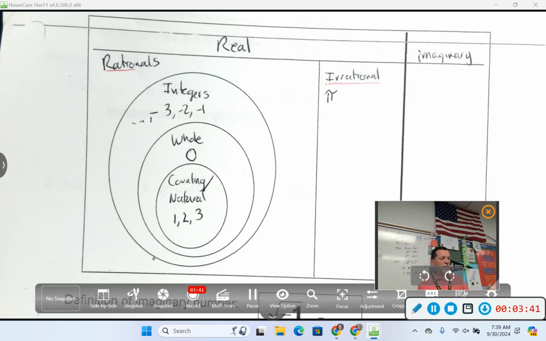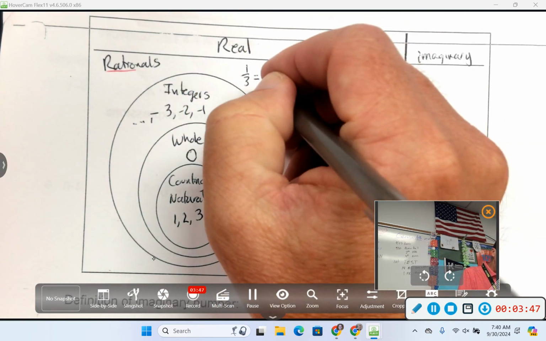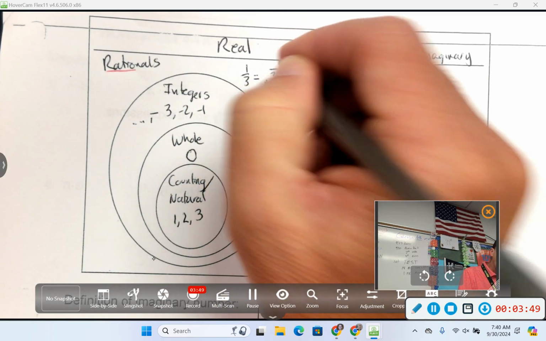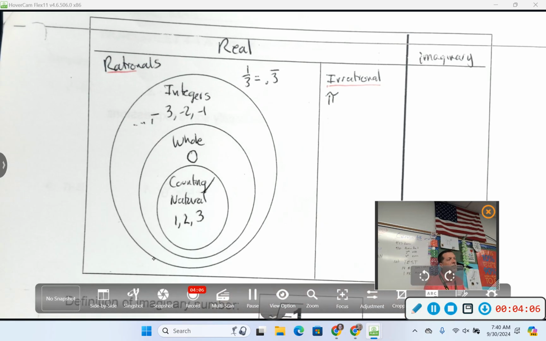Not repeating decimals, because repeating decimals would be rationals. Oh, yeah, but they're the ones that just go on. Because it can be 0.3 repeating, and any repeating decimal can be written as a fraction. In fact, you just put the repeating part over 9, so 3 over 9.